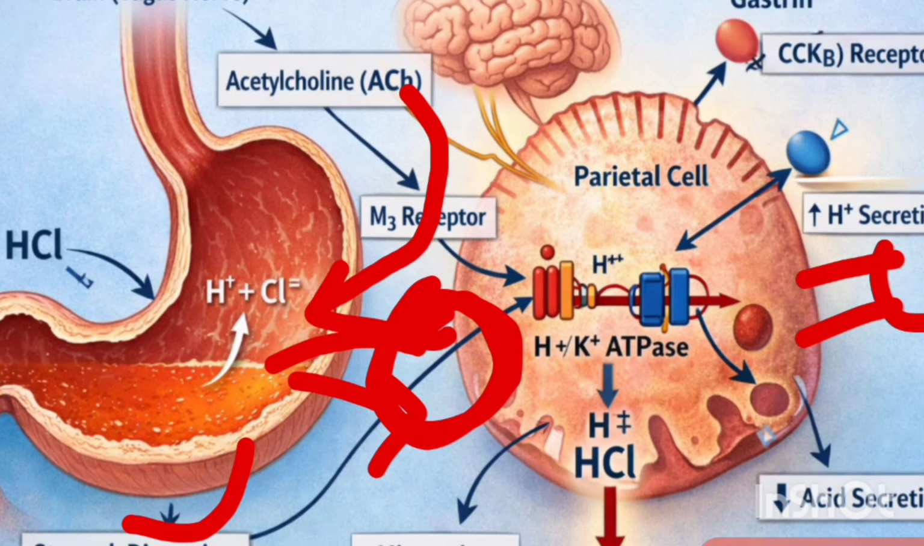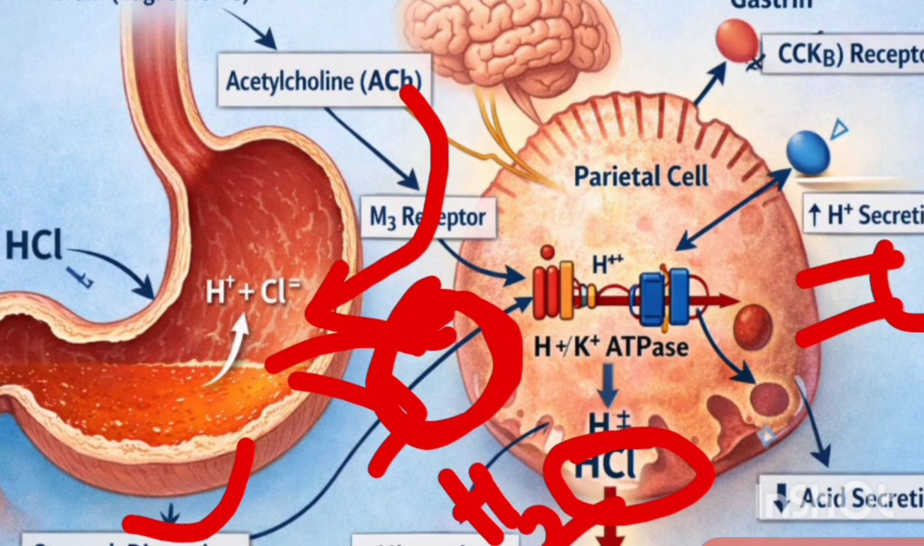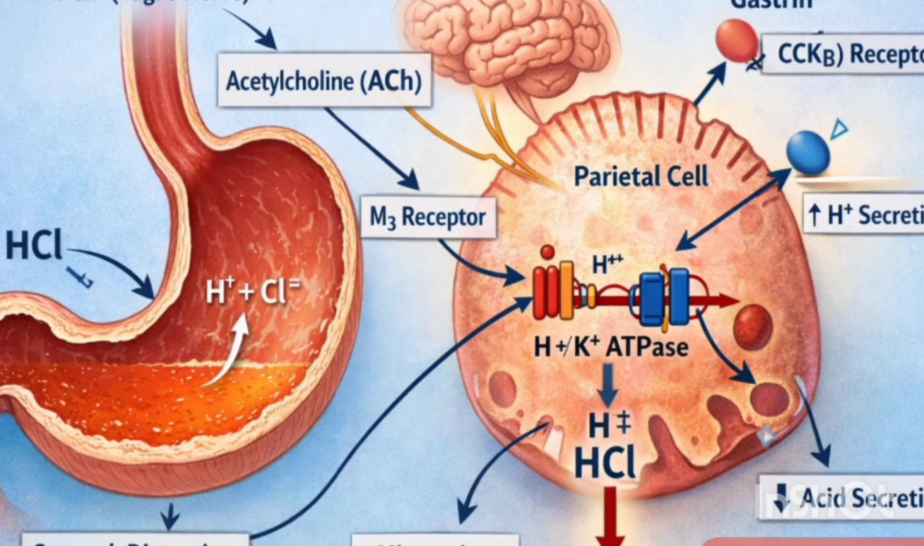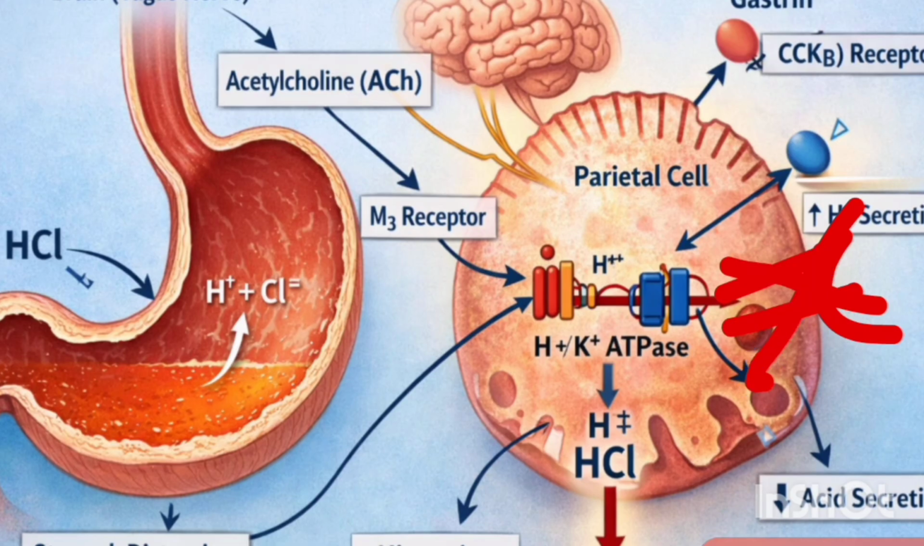So that's why we can use H2 blockers for controlling HCl production. We can block the H2 receptors. And we can also control the HCl production by blocking the last final step. All these triggers will finally activate the proton pump on the basolateral membrane. So if we control this proton pump, then also the HCl production is inhibited. So that's why we can give proton pump inhibitors.